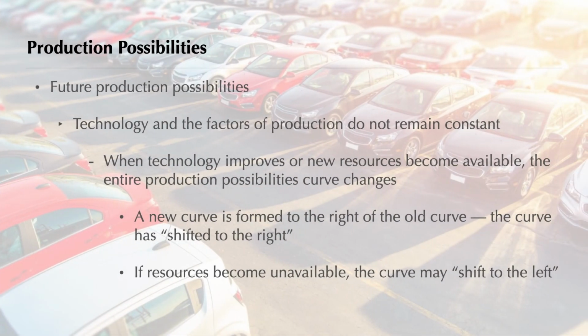In the real world, technology and the factors of production do not remain constant. When improvements in technology occur or new resources become available, the entire production possibilities curve changes. A new curve is formed to the right of the old curve. Economists say that the curve has shifted to the right. On the other hand, if resources become unavailable or technology regresses, the curve may shift to the left.